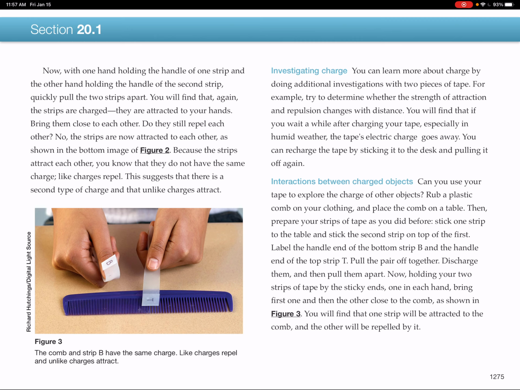What you'll observe is when you rub two objects together, there will be a transfer of charge. We don't create or destroy electrical charge. What happens is that a charge will transfer from one object to another.